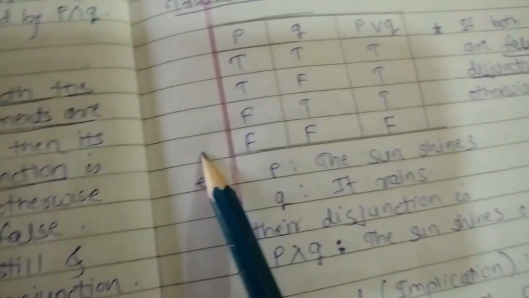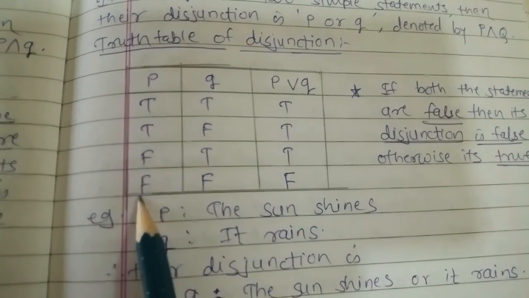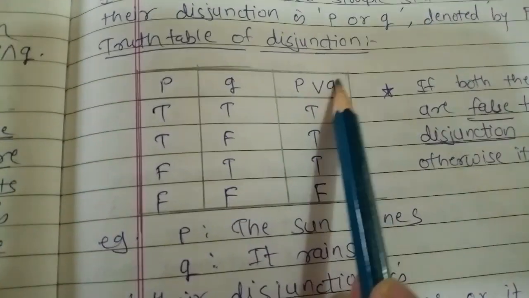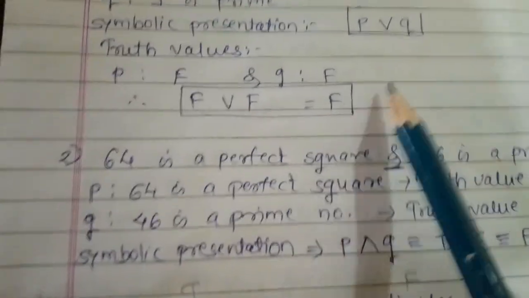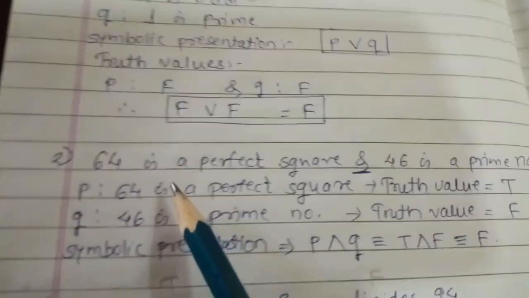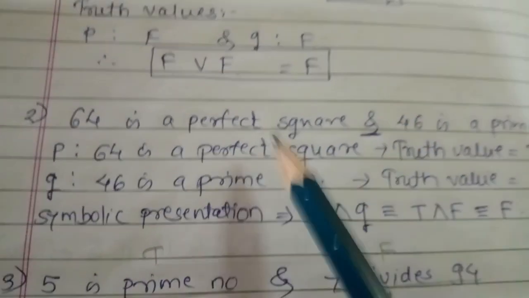So this is the table for disjunction, you learned it already. So F disjunction F, the answer is F, and so here we write that the answer is F. Now for the second one, we are going to write it shortly.